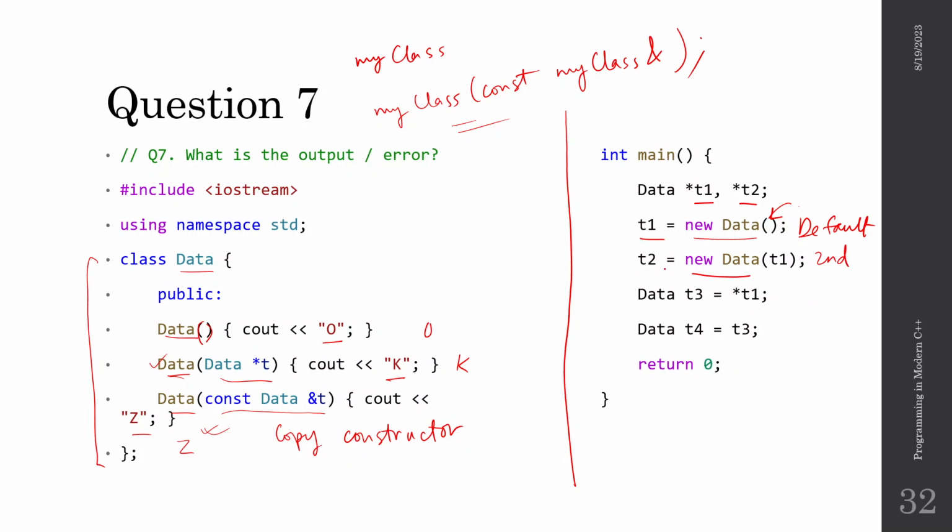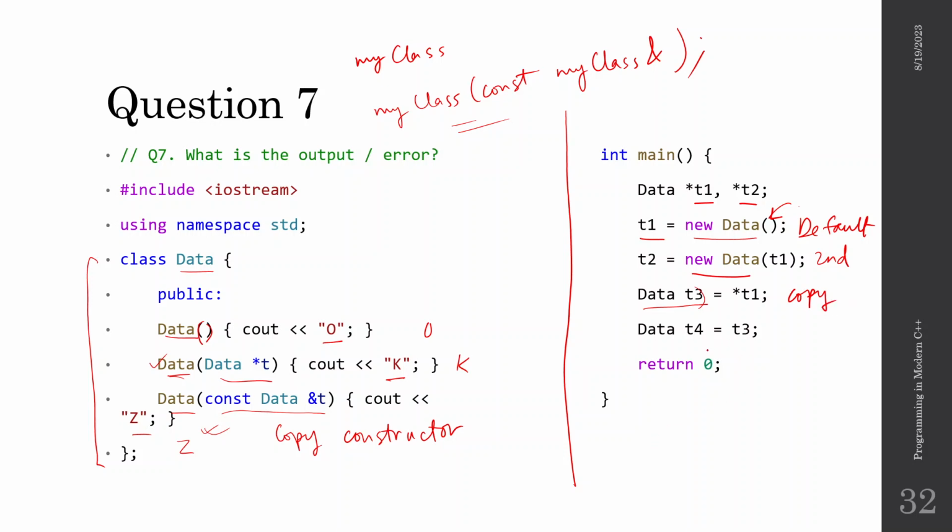Now in the next line, we are getting data t3 equal to star t1. Now t1 is a pointer to a data type. Star t1 will dereference the pointer and give us an object. Then we are creating a new object with this dereferenced object, so the copy constructor will be called.